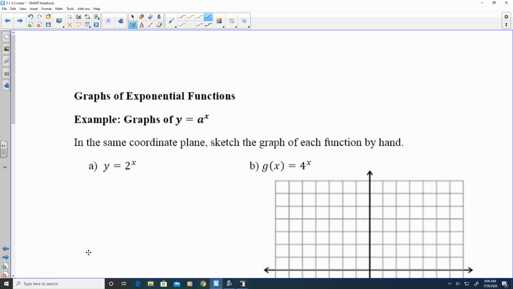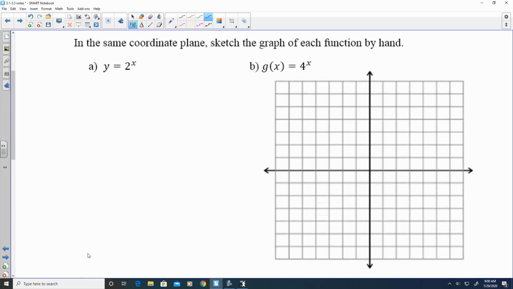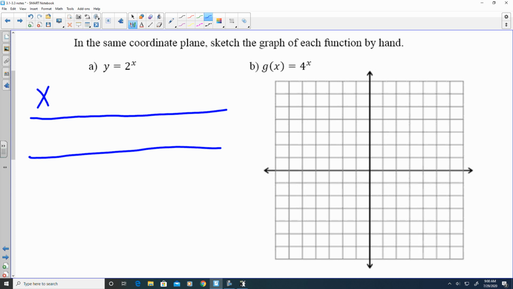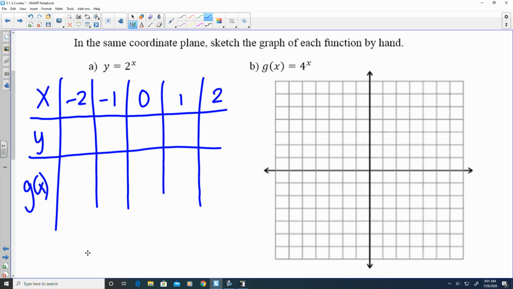Okay, so now what about graphs? In the same coordinate plane, sketch the graph of each exponential function by hand. So I'm going to make a table of values, and let's call, so we have y, and then we have g of x. And when I pick points, I'm going to pick the basic -2 to +2. So that gives me 5 points and a pretty good shape of a curve.